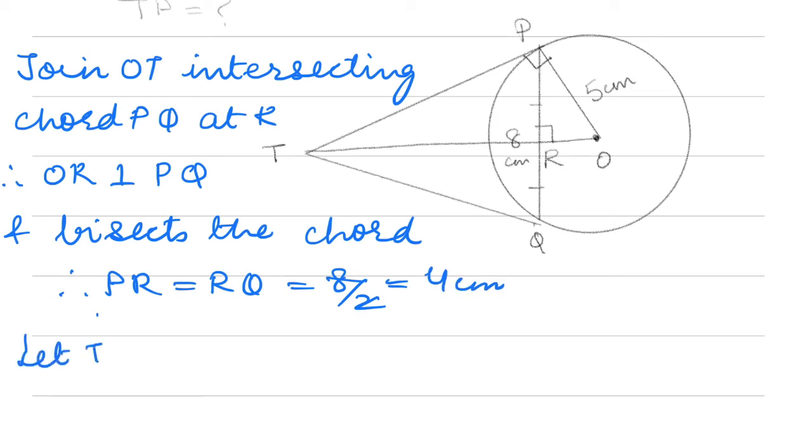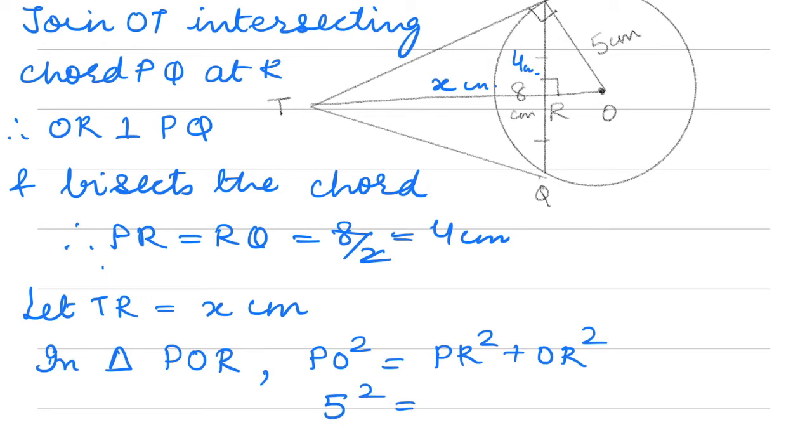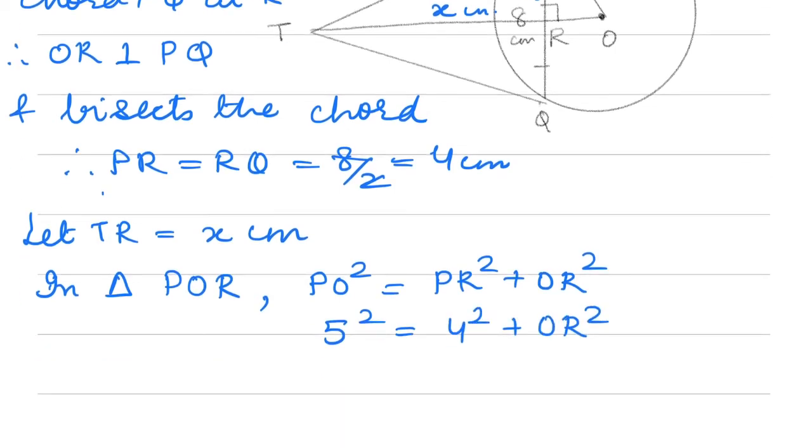Let TR be equal to X centimeter. So this is X centimeter. In triangle POR, PO square is equal to PR square plus OR square. So PO square is 5 square, equal to 4 square plus OR square. Therefore, OR square is equal to 25 minus 16, which is equal to 9. OR is equal to 3 centimeter.